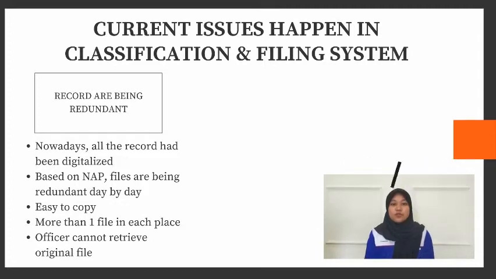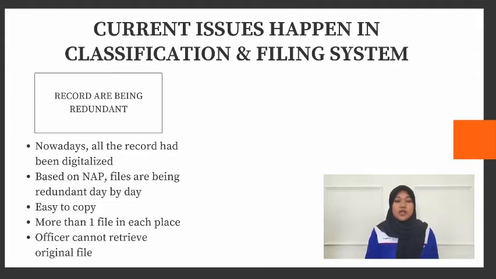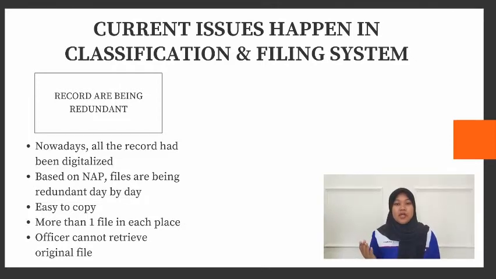Next, I want to talk about the current issues about classification in the filing system which happen in digital records nowadays. Nowadays, all records have been digitalized on digital platforms, especially in business and organizations. Next, based on NAP, all the documents that have been digitalized are becoming redundant day by day. This happens because digital records and files can be easily copied and edited by other people, and they can easily self-claim that the records and files were created by them.